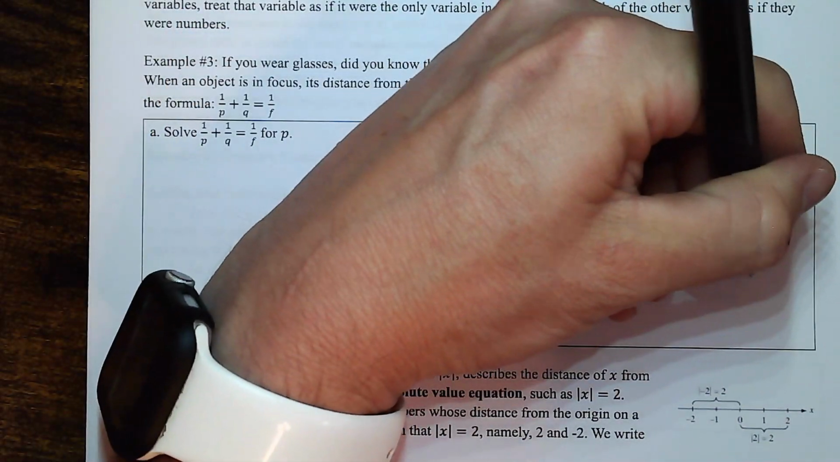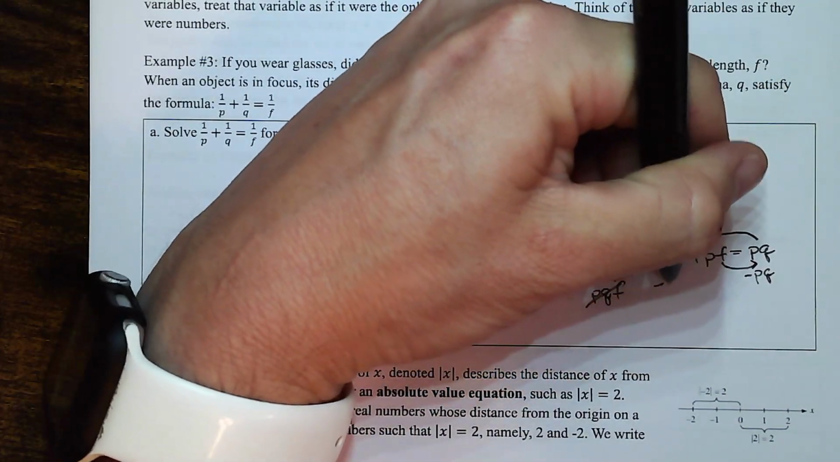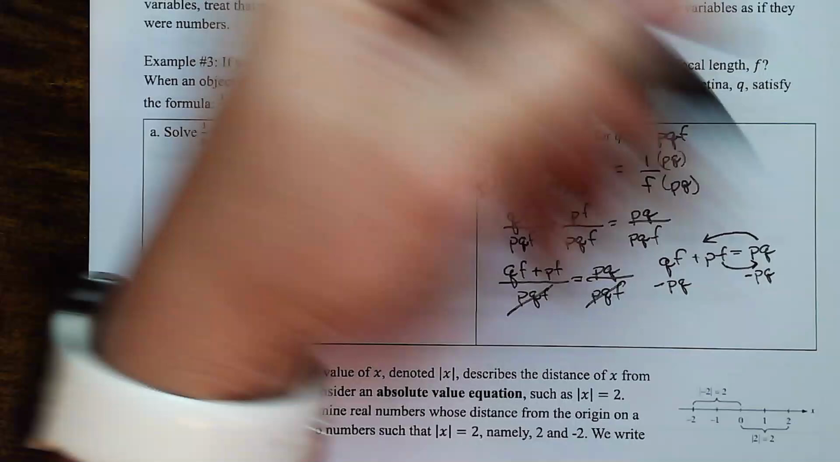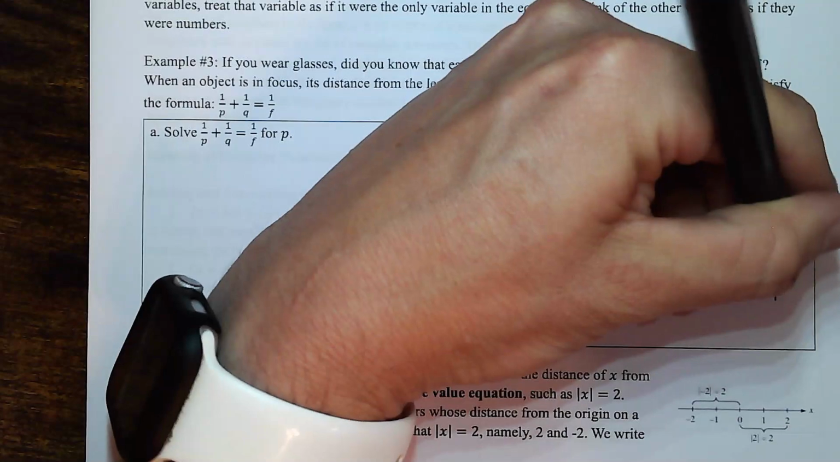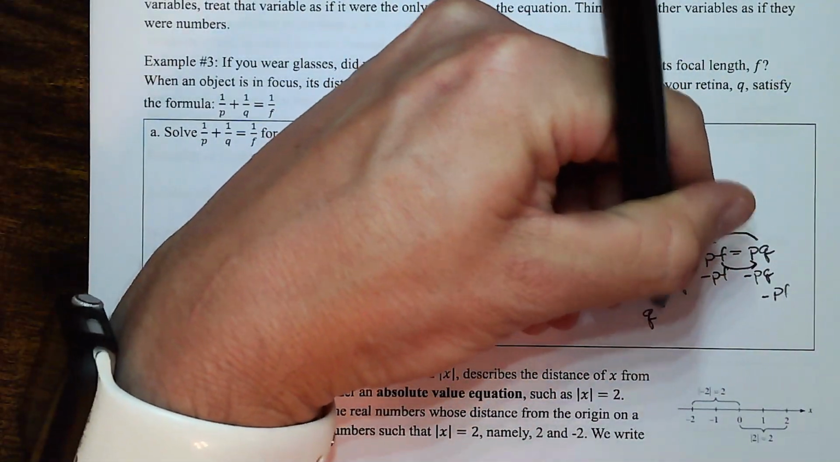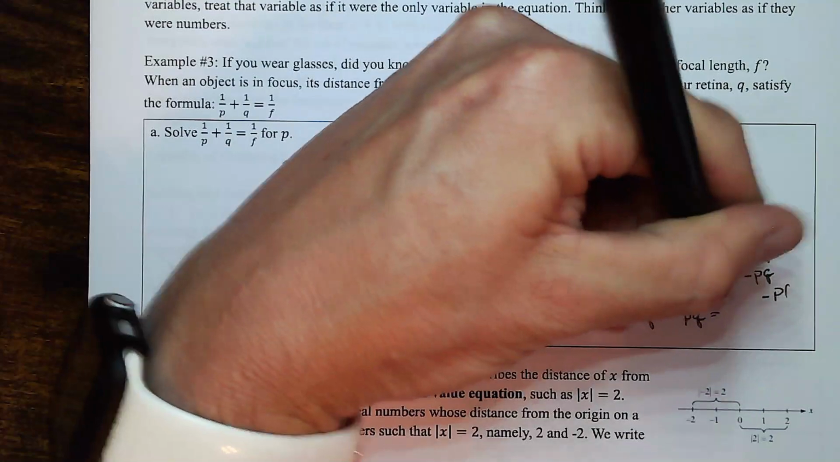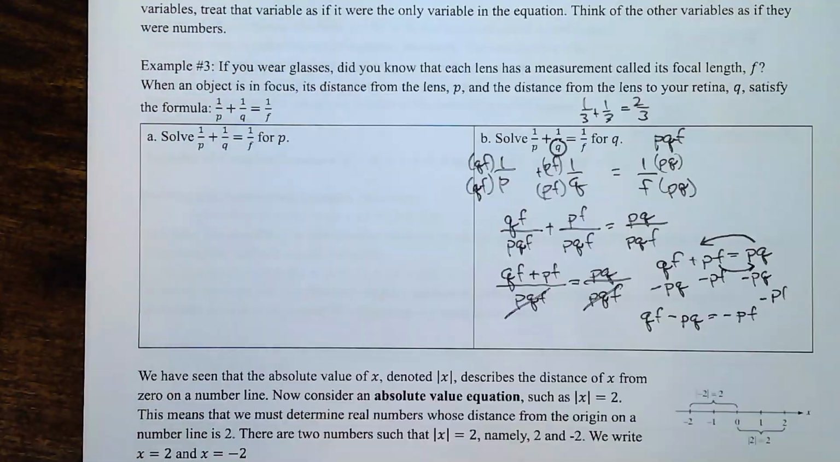So how do I move pq, the whole thing? I subtract it. How do I move pf? Subtract it. So I'm left with QF minus PQ equals negative PF.